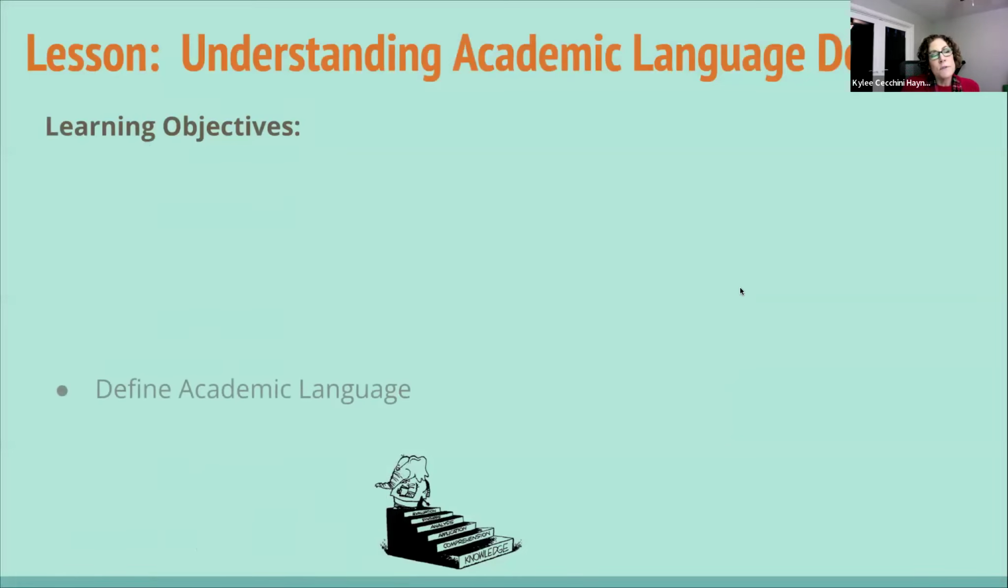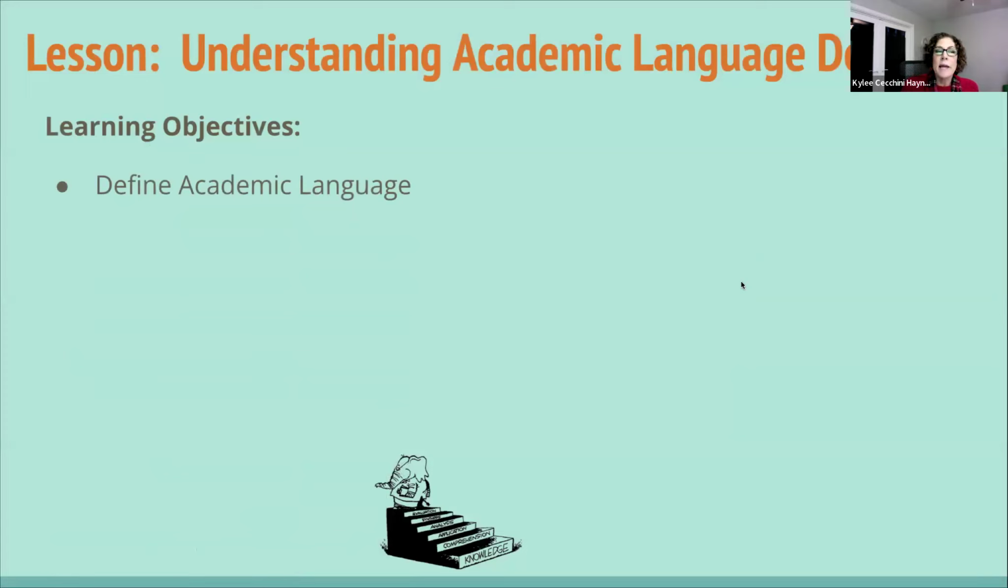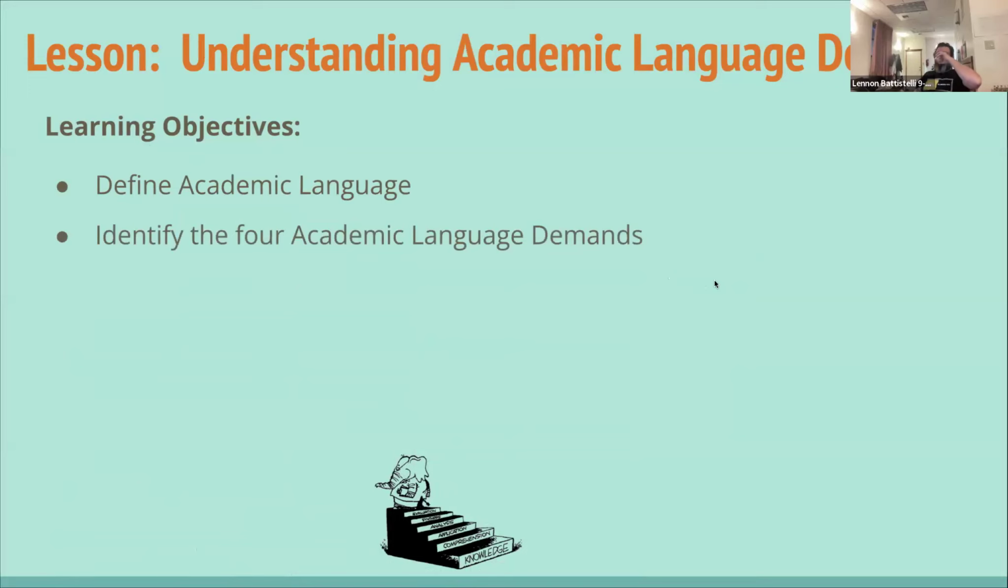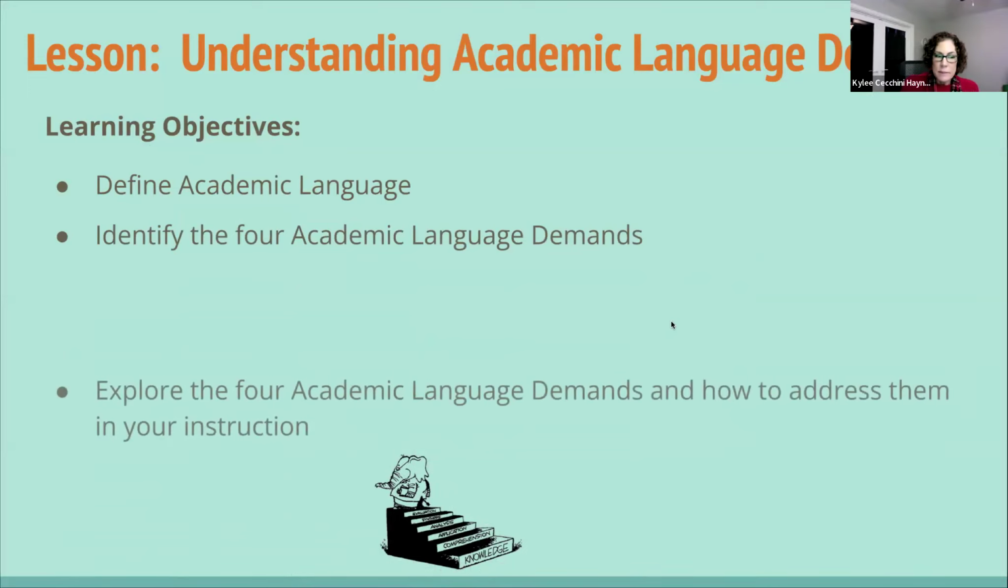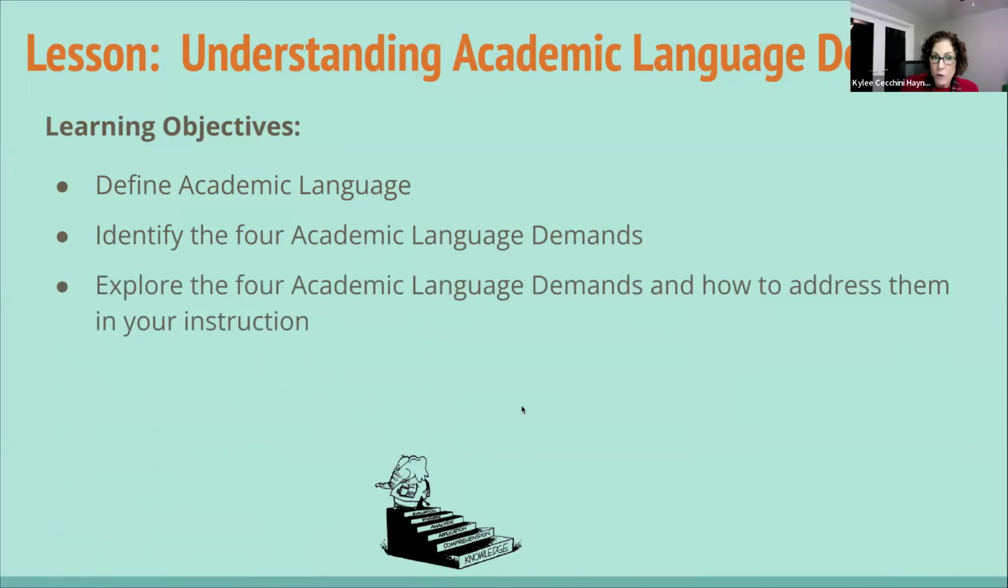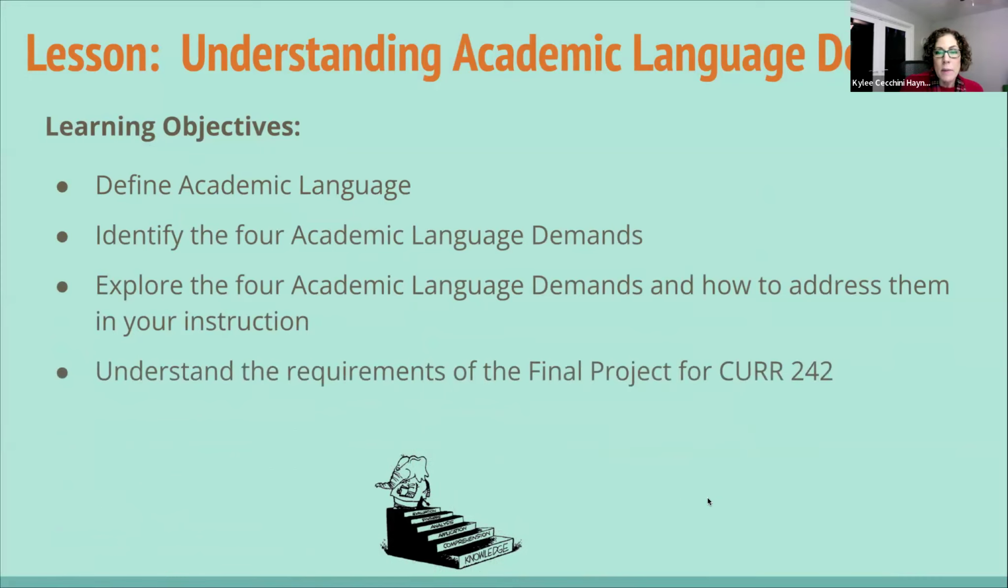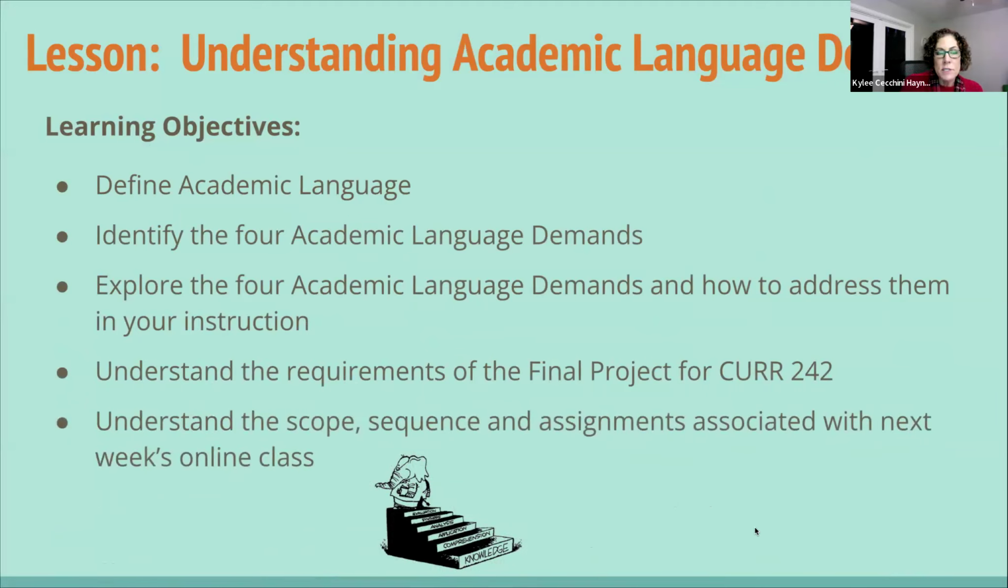So our learning objectives for tonight: we're going to define academic language, so we're all on the same page about what that means. We're going to identify the 4 academic language demands. We're going to explore them and how you will address them in your instruction. And I want you to understand the requirements for the final project and the scope and sequence of the assignments associated with next week's online, or independent, class.